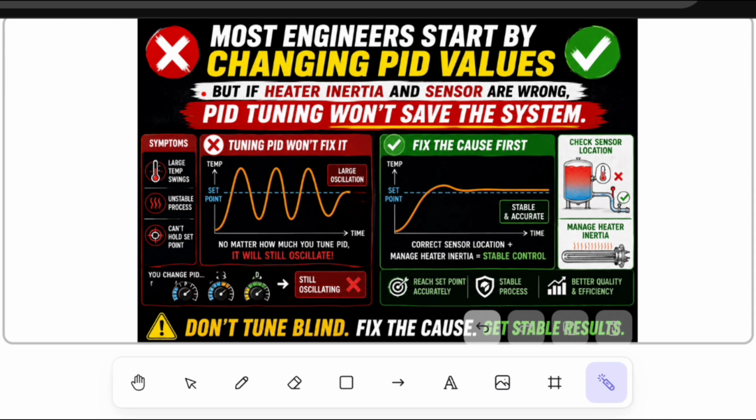Most engineers start by changing PID values, but if heater inertia and sensor location are wrong, PID tuning won't save your system.